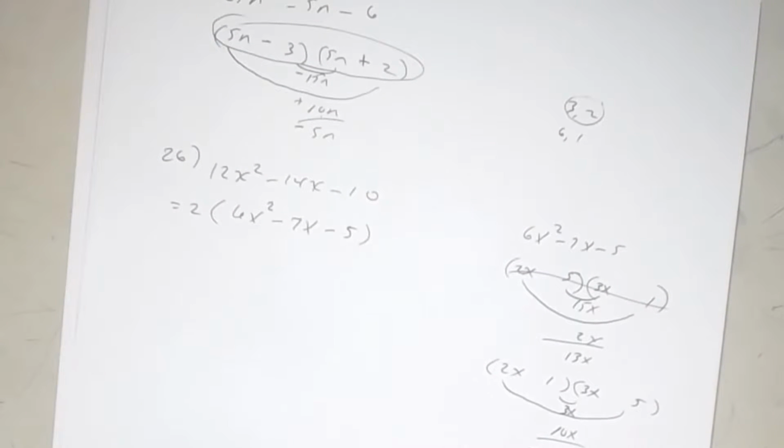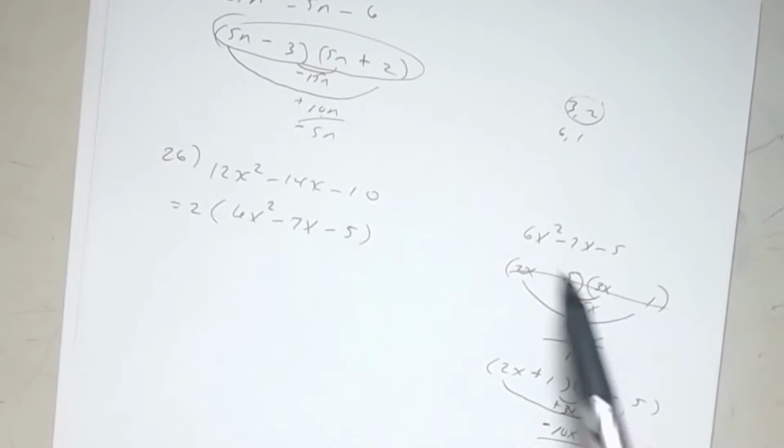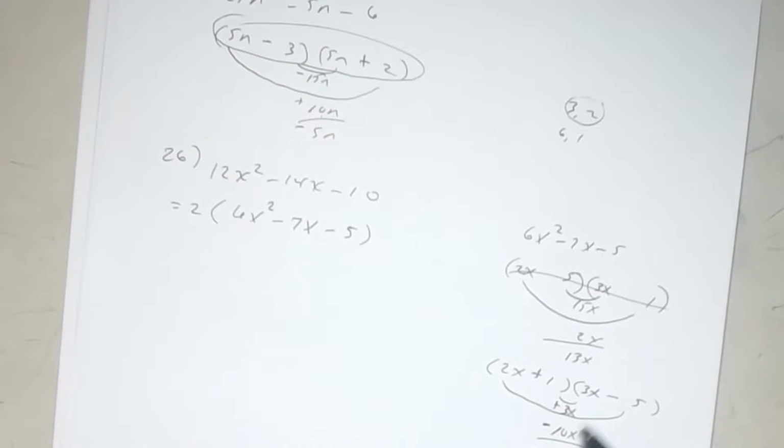In order for this to be negative, the 10 has to be positive. No, negative, sorry. And the 3 has to be positive. So that means the 5 here has to be negative and the 1 has to be positive. Now before we put the correct answer, just check. 2x times 3x is 6x squared. The outer is negative 10x. The inner is positive 3x. When I add them up, I do get negative 7x. And a positive 1 times a negative 5 is a negative 5.